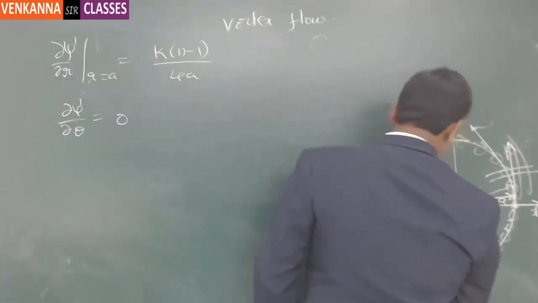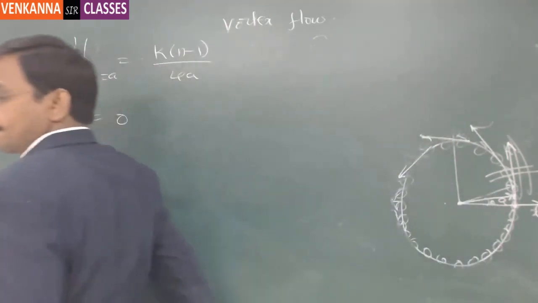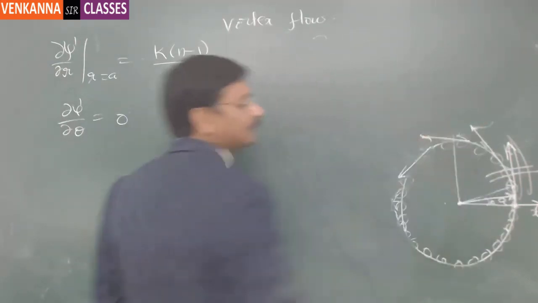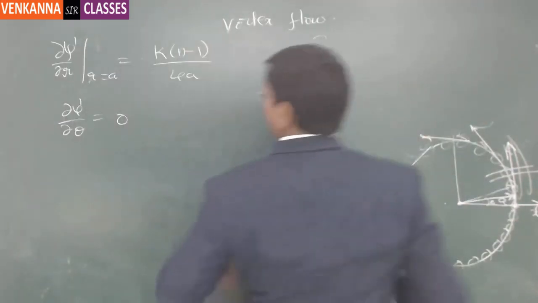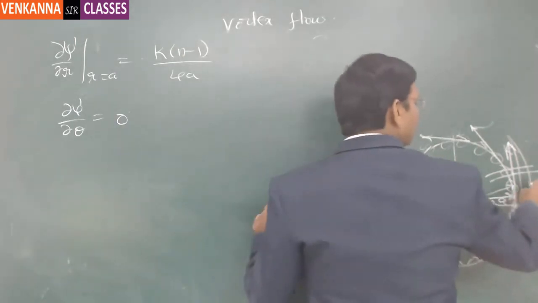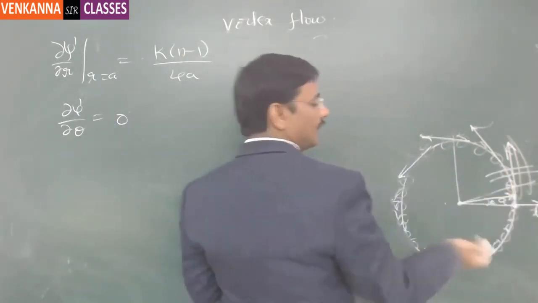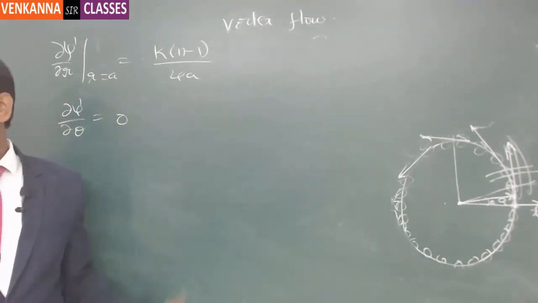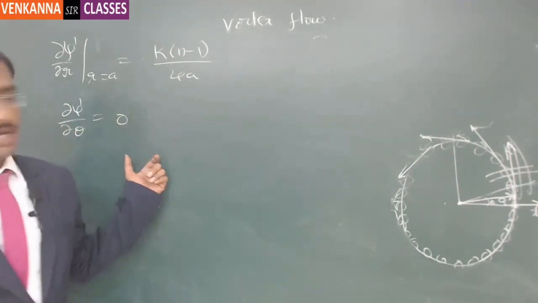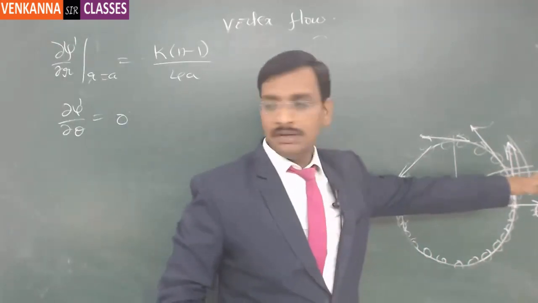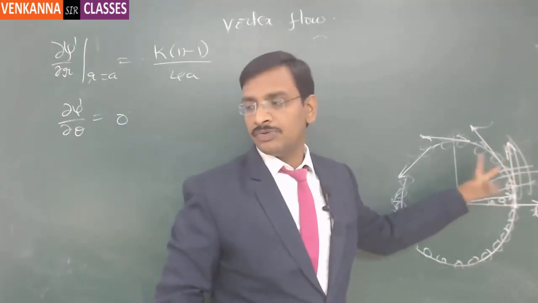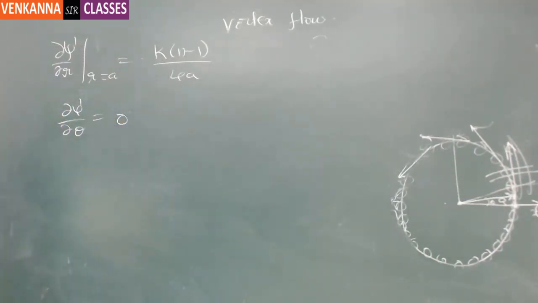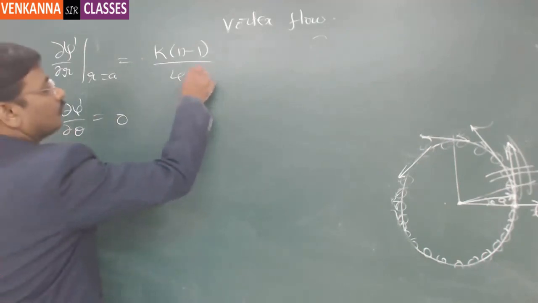Understood or not? So it will move in a tangential fashion. If it is moving in a tangential fashion, then ∂ψ/∂r will be a finite number, because there are multiple streamlines across r. That's the reason there is a finite number for this. Got it? So ∂ψ/∂θ equals 0, because there are no streamlines distributed in the theta direction like this. Got it? So that's why ∂ψ/∂r is nothing but k times (n minus 1) by 4πa.